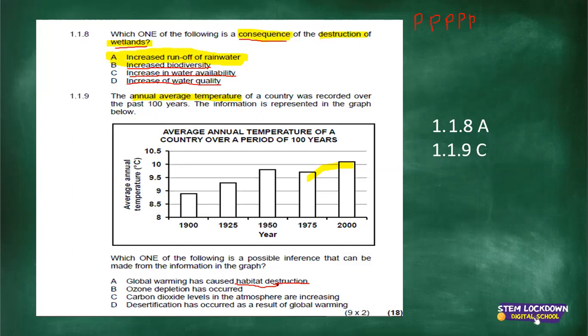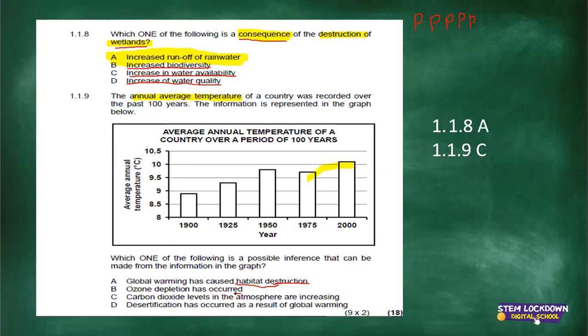And the question is clear. Based on the information on the graph, which one of the following is a possible inference? This one here of habitat destruction would require additional research, or information which is currently not given. So habitat destruction, that is not it. Global warming, we can see maybe effects when temperatures increase. Yes, that could be because of global warming, right? Because the temperatures are increasing, they would result in global warming. But the fact that global warming has caused habitat destruction is something additional that we can't deduce from the graph. Ozone depletion has occurred.